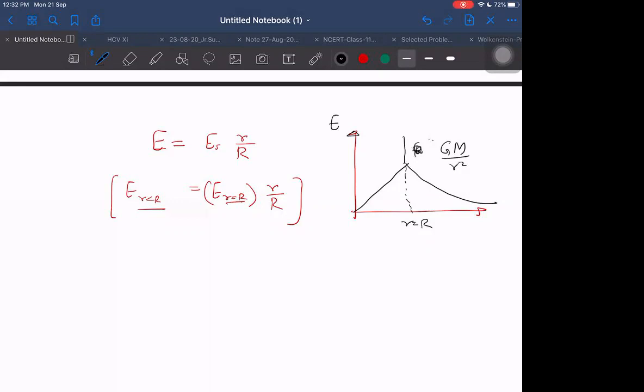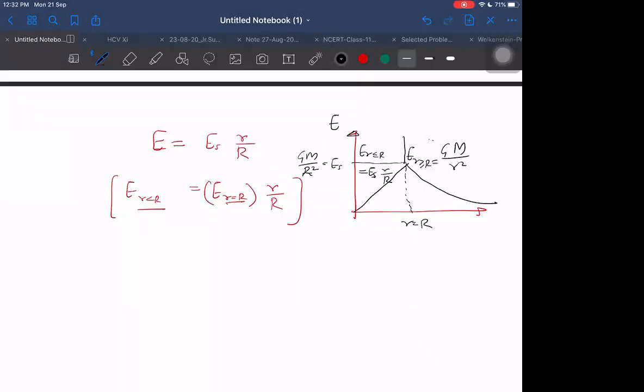And for inside, as you have now written, E for r greater than or equal to R is this, and E for r less than or equal to R is equal to, I will write simply, E at the surface into small r by capital R, just short form. E at the surface, I will write here GM by R square. That is it. And what was it for the shell?